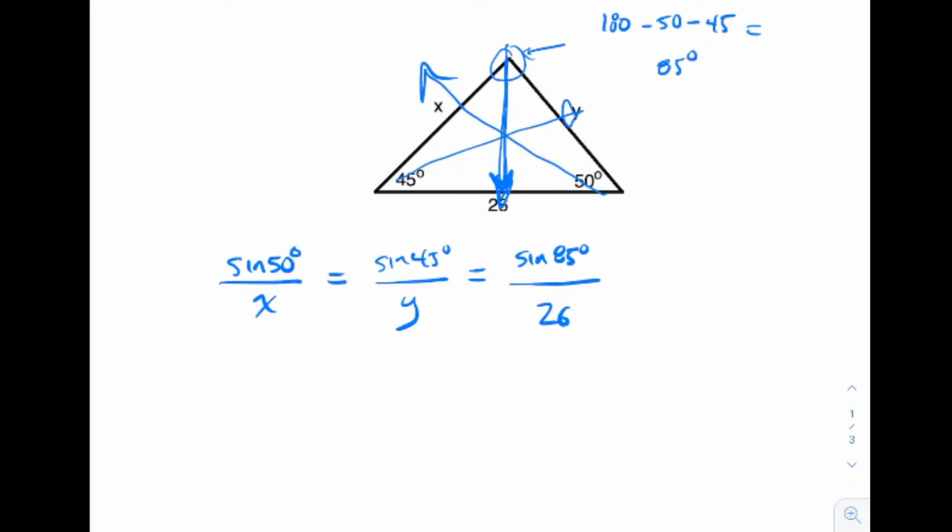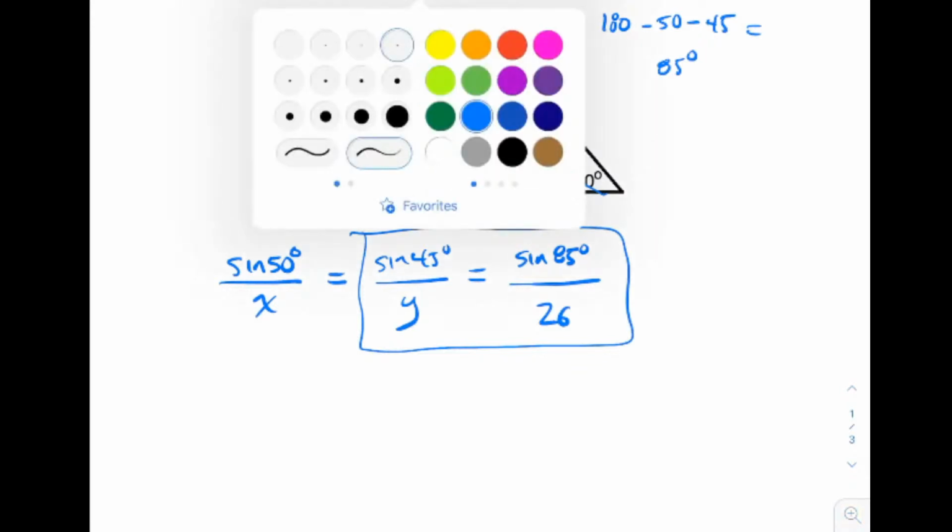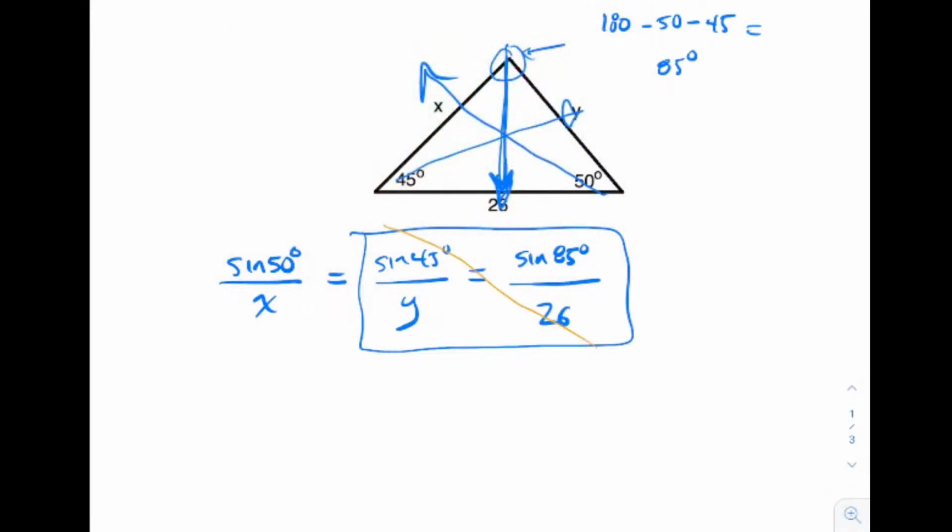And now we can start solving. Let's just focus on this part. There's a nice proportion we can use. It'll just solve for y. So I'm going to do the old cross products, right? So you do 26 times the sine of 45. I do that first. Close my parentheses, hit the equals button, and then I divide by what's left, divide by the sine of 85, and I end up with 18.536. Sounds good.